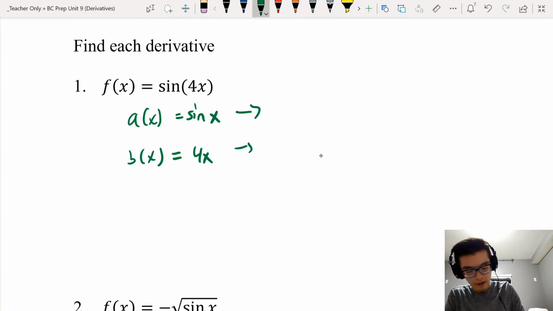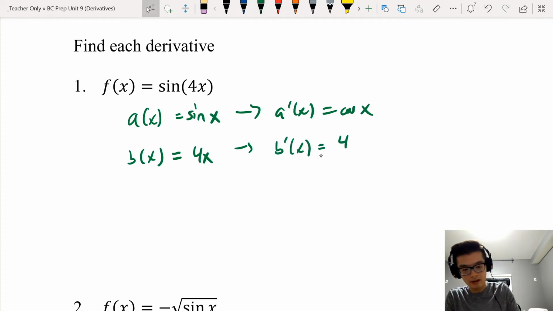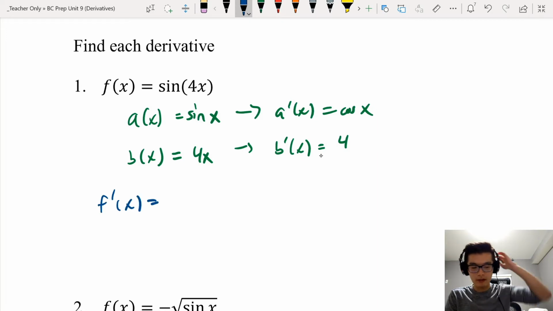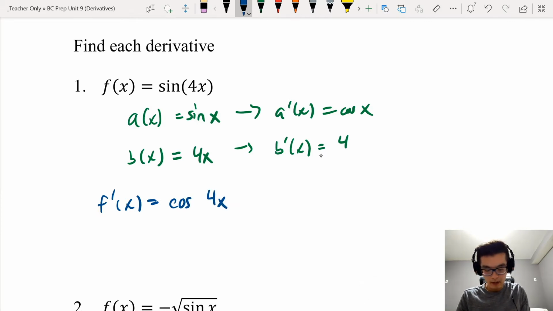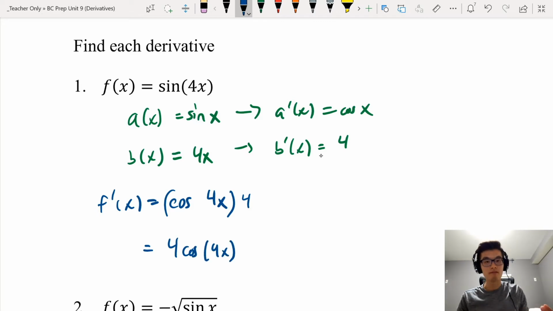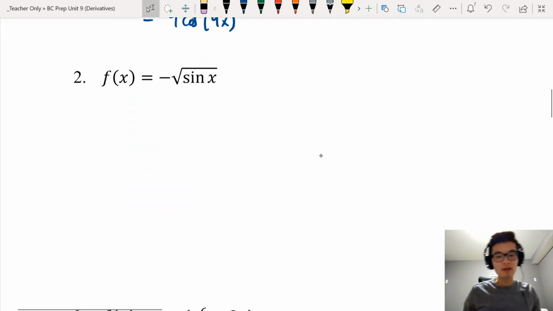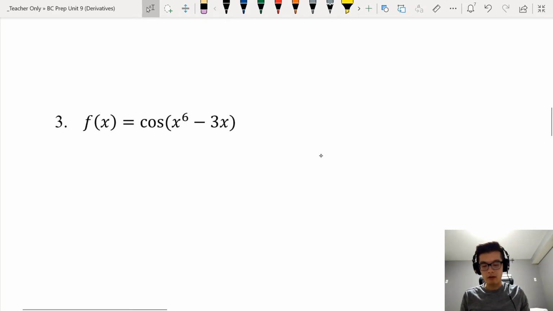So we now find a prime, which is cosine of x, b prime, which is equal to 4, and now we apply chain rule. f prime of x is equal to the derivative of the outside function, which is cosine x. But before I write x, instead of x, I put in the inside function, which here is 4x. And then multiply this whole thing by the derivative of the inside function, which is given to us as 4. So clean this up now. We get 4 cosine of 4x. Not too bad. All right, let's jump to one that's a bit trickier, involving trig.